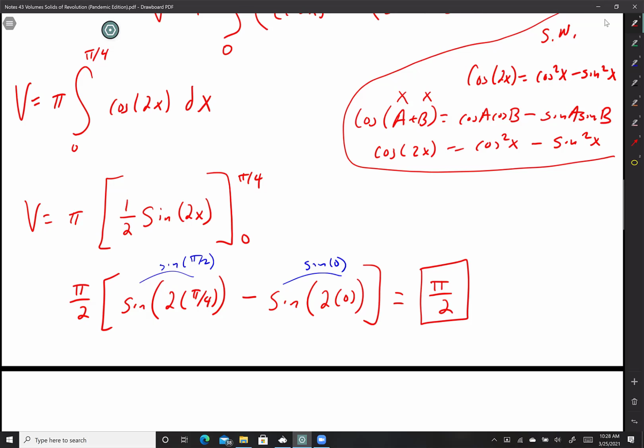Do you guys want to check it, or we know 100% it's correct? We know 100% it's correct, right? Okay. No, but you know what? I do want to talk about cosine squared and sine squared on the calculator.